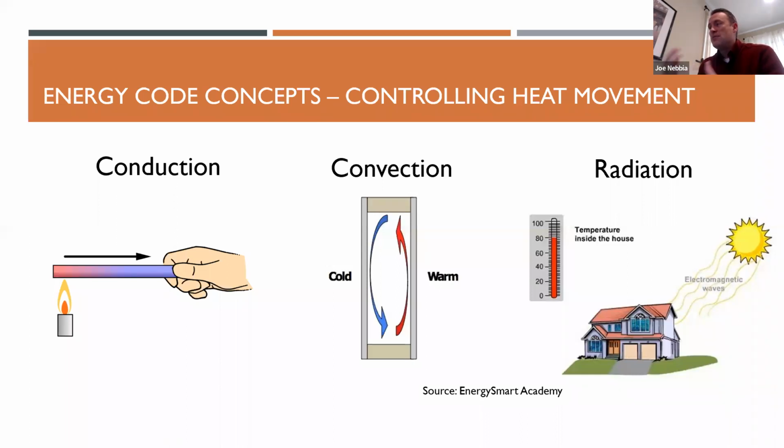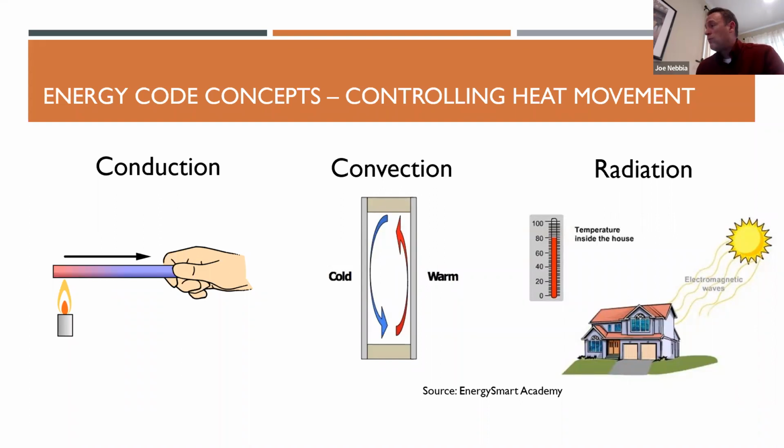Convective heat movement is heat moving in the air. That's controlled mostly by air sealing, so it's not in what we're doing today. And then finally, radiant heat movement, which is how the sun heats the earth, solar radiation. The code tries to control this primarily using solar heat gain coefficient measurement in windows to try to stop some of that radiant heat from entering the house, especially in the warmer climates where we don't want to have a lot of internal heat gain.